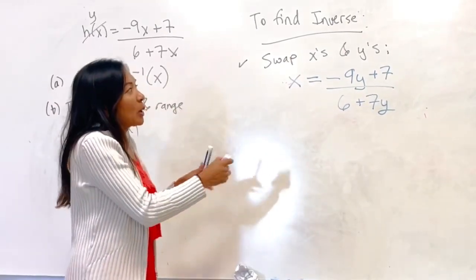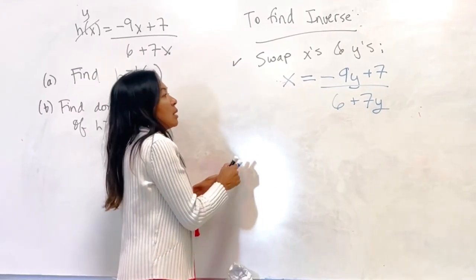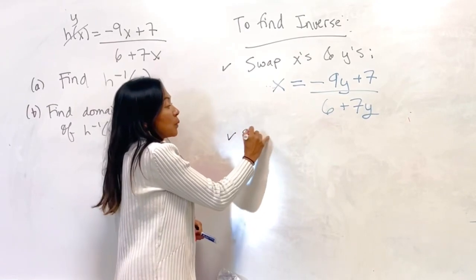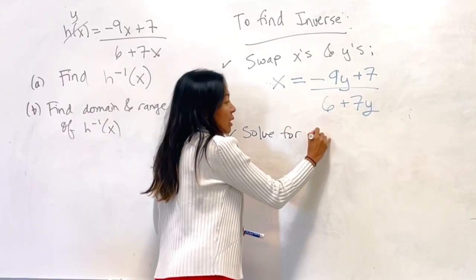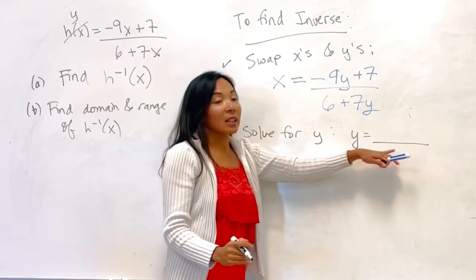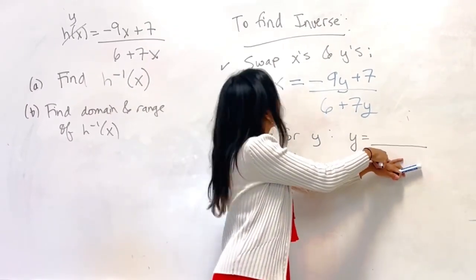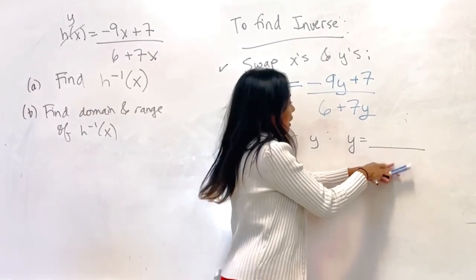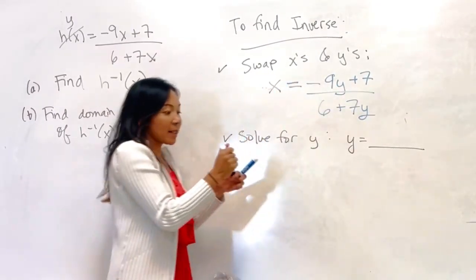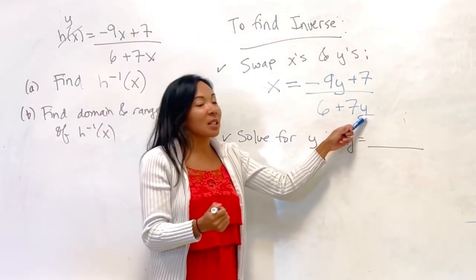So now what do we do after we have that? Solve. Solve for y, right? You want y is equal to something, because that's going to be your h inverse. So you want to isolate your y. Right now, y is upstairs and downstairs.